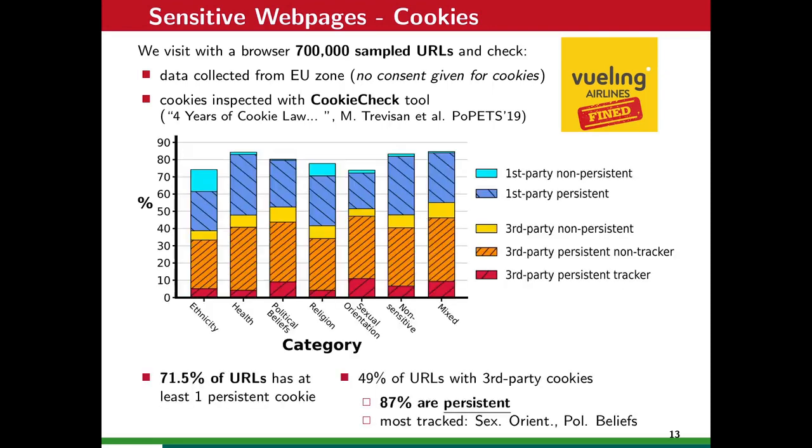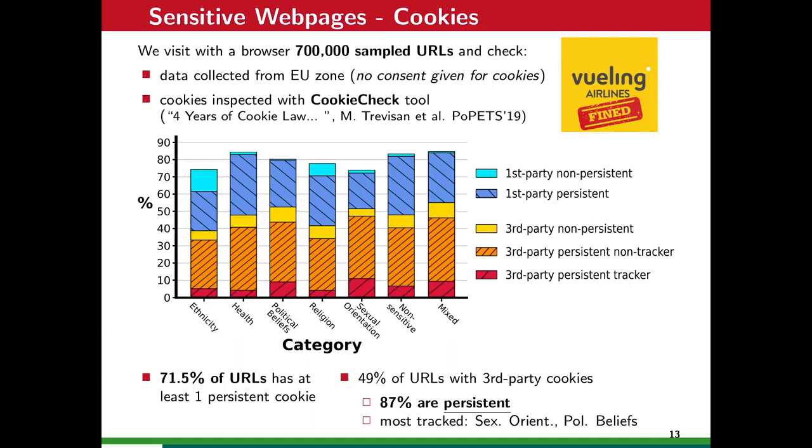In this chart, we can see how cookies are managed across different categories, and in the bars with the diagonal lines, we see the amount of persistent cookies. As we can see, there are not big differences across categories, and if we do not make a distinction on the origin of the cookie, on average 71.5% of URLs serve at least one persistent cookie. When we focus on third-party cookies, which are the orange and the red bars in the plot, we see that around 49% of the websites serve some third-party cookies. 87% of those cookies are persistent, with a lifetime that exceeds the month.